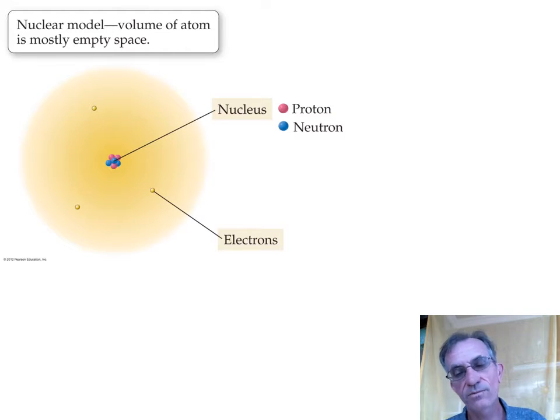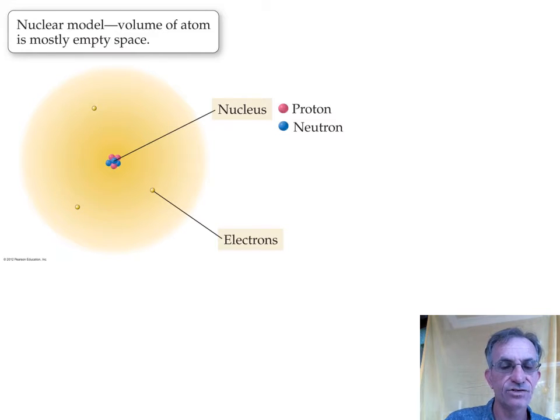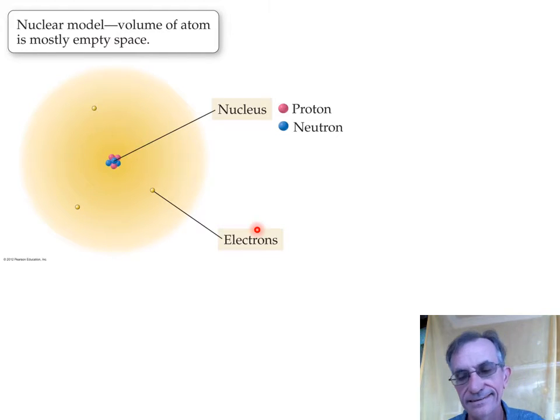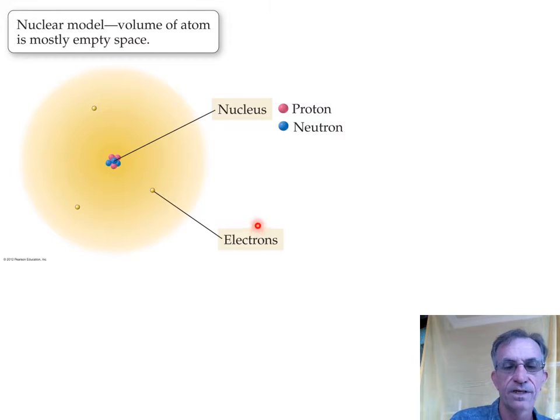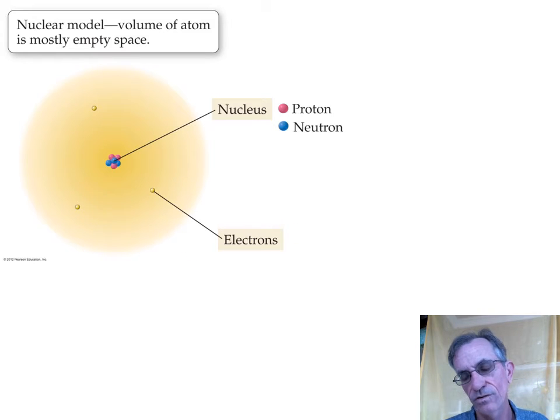All right, so let's start with a quick review about the atom. Last video, we learned there's three parts to an atom. Part number one is the proton. The proton has a positive charge, and it lives in the nucleus. Also in the nucleus are the neutrons. Neutrons have no charge. And then the last particle that's part of an atom is the electron, which is outside of the nucleus, and it has a negative charge.